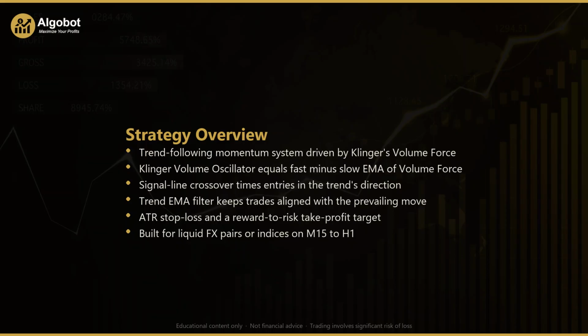On top of the oscillator sits a trend filter, which is a simple moving average of price, by default over 50 bars. The strategy only looks for long trades when price is above that average, and only looks for short trades when price is below it. This keeps entries pointed in the direction of the prevailing move rather than fighting it.